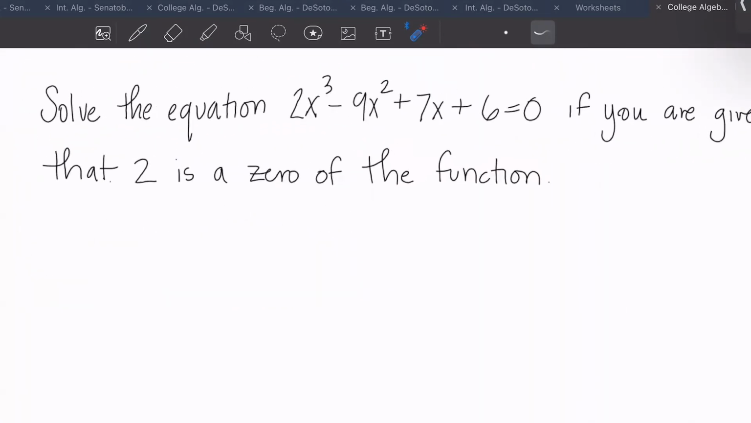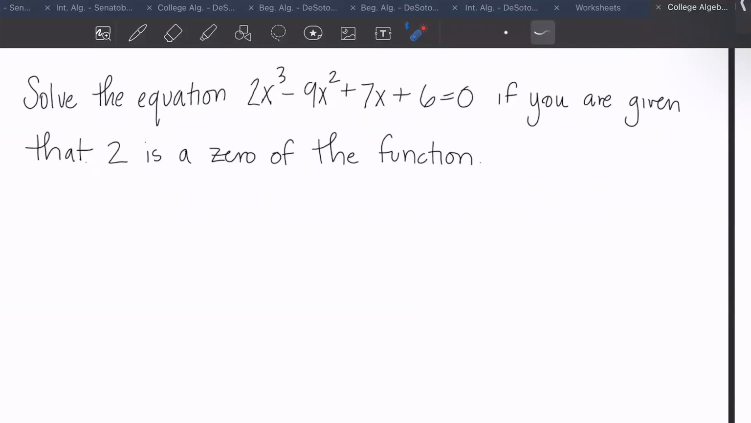Now look at this one. This one's a little different. It says solve the equation. So this time we have an equation, so we have equals 0, if you're given that 2 is a 0 of the function. All right, so we're going to put a couple of things together here. You're going to start to notice in these next couple of sections that we're just adding to the sections. It's all kind of building off of section 3.2, and then we'll add a little more in 3.4 and so on.